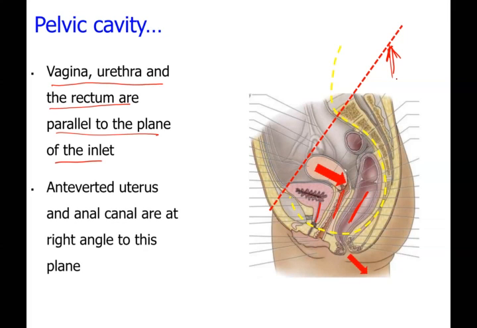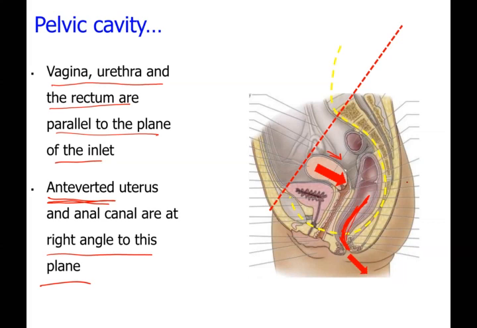The anteverted uterus, we will get back to what is anteverted. The anteverted uterus is the normal position of the uterus, and the anal canal. You can see the anal canal here. The uterus here and the anal canal are actually at right angles to the plane of the pelvic inlet. You can see that. In other words, between the rectum here and the anal canal, there is almost a 90-degree angle. You can see it comes up and it comes down and goes like that. So we will talk about these things later again.